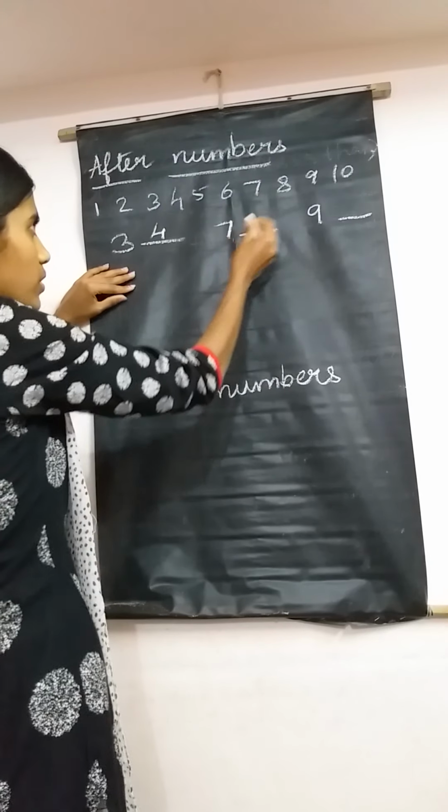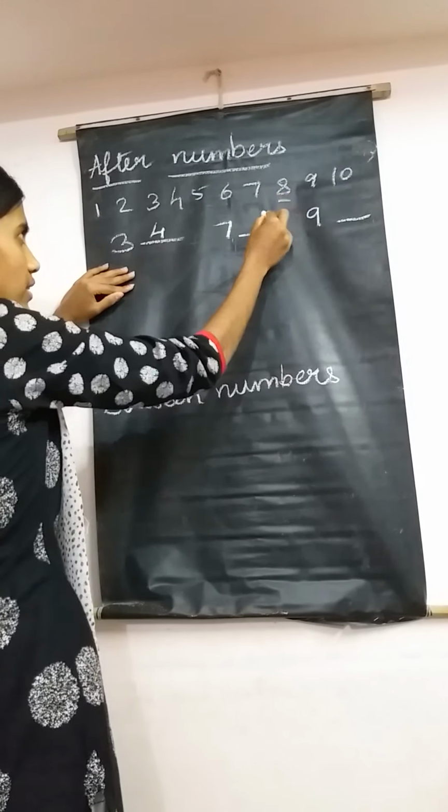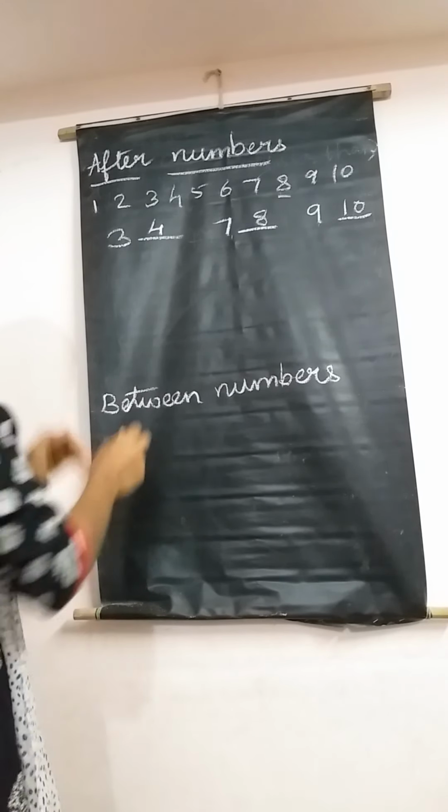What is the number which comes after 7? After 7 is 8. After 9 is 10. Do you follow after numbers? So let us move forward and write the 3 digit numbers.